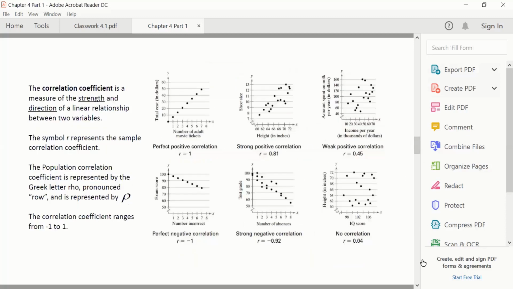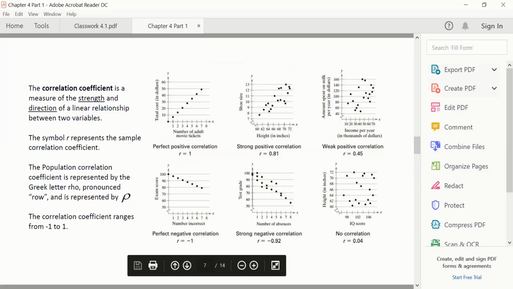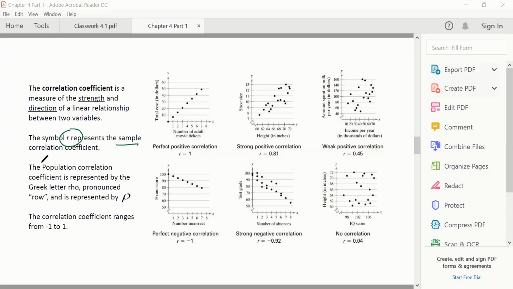The correlation coefficient is a measure of the strength and the direction of a linear relationship between two variables. The symbol R is what we use for the correlation coefficient for the sample, and we're going to be working with samples. The population also has a correlation coefficient. It's a Greek letter rho, which is a capital R, and it's represented by this symbol. We're not going to really be using that, but just like a sample has R, the population has capital R, which is called rho.